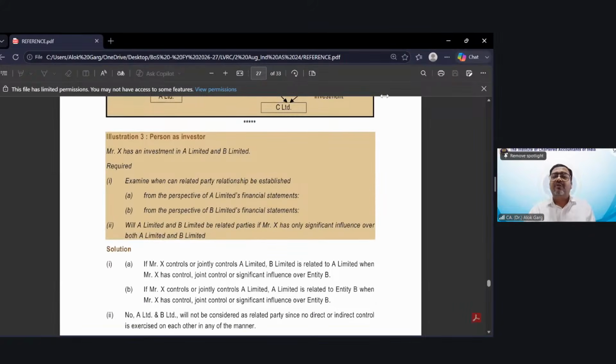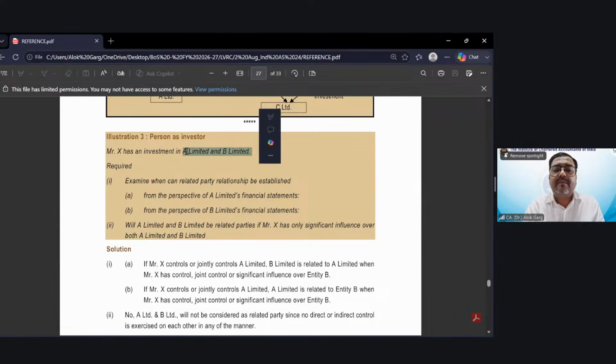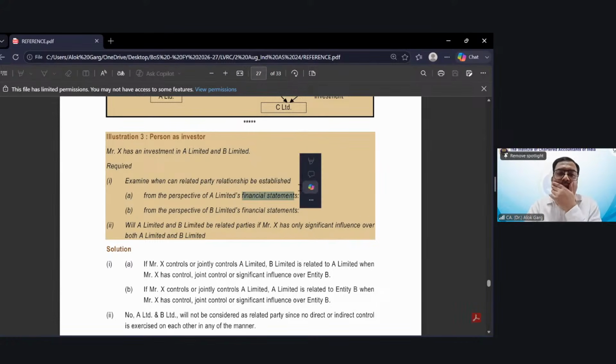So let's quickly do this illustration number 3 also from the perspective of person. Person as an investor. Mr. X has an investment in A Limited and B Limited. Examine when can related party relationship be established from the perspective of A Limited's financial statement.